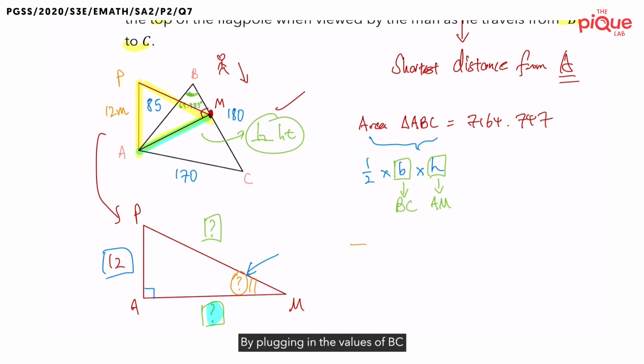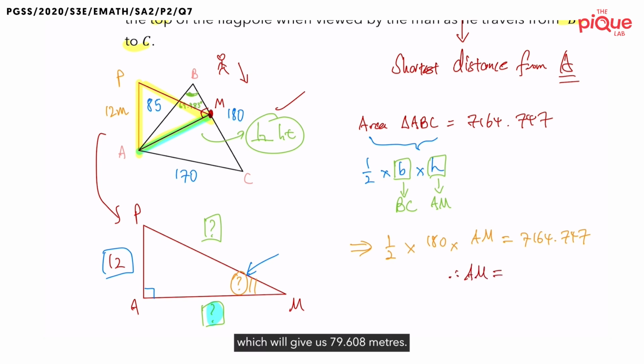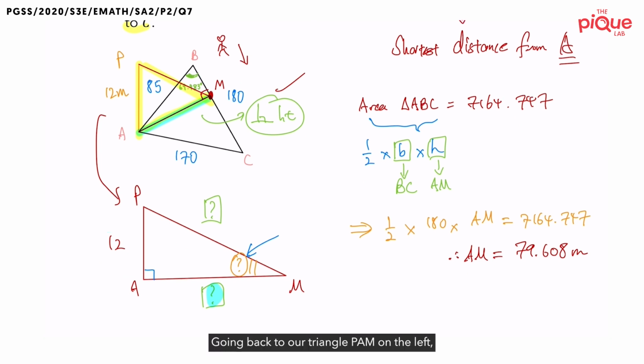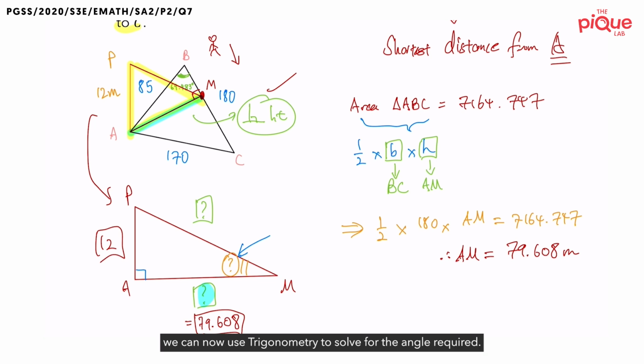By plugging in the values of BC, we can form the following equation and hence solve for the value of AM, which will give us 79.608 meters. Going back to our triangle PAM on the left, we can label AM now as 79.608. And with 2 sides of the triangle, we can now use trigonometry to solve for the angle required.